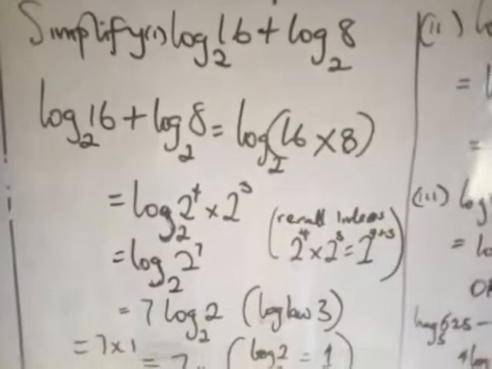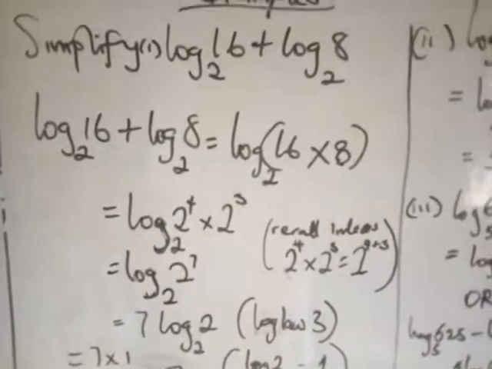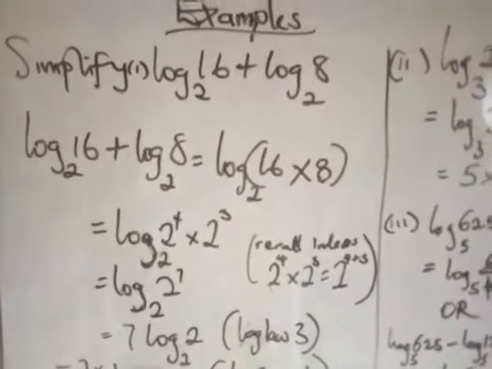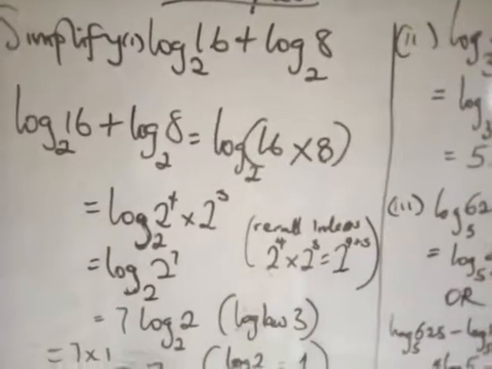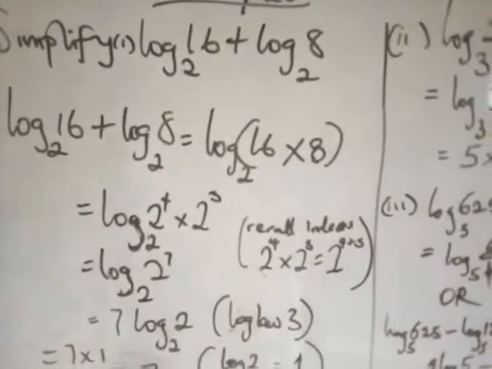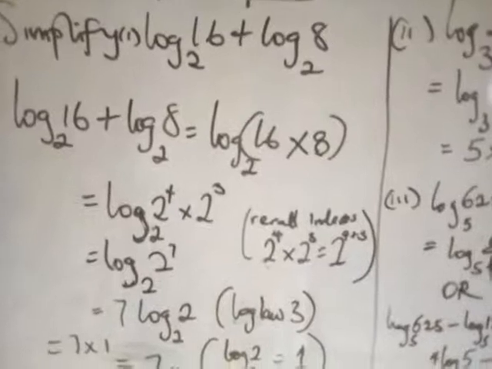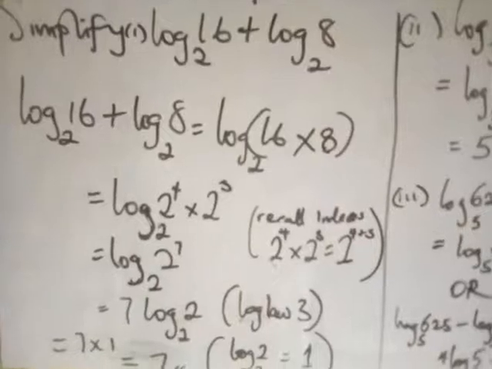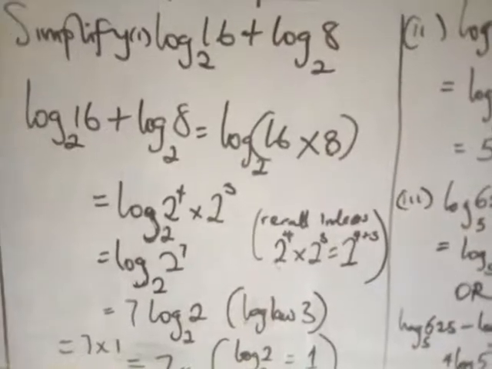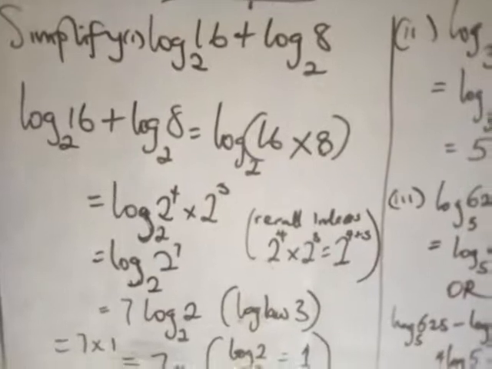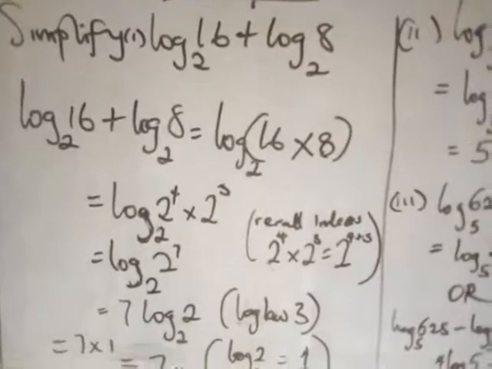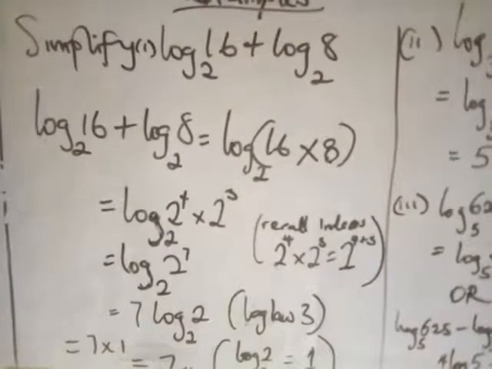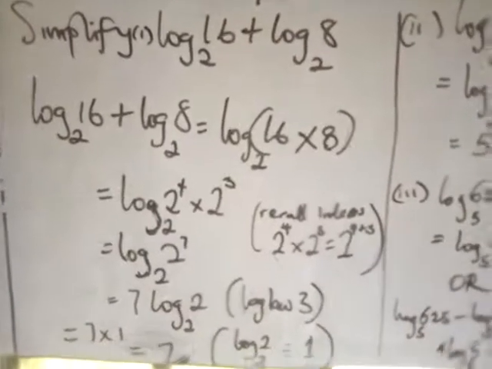And don't forget that when the base and the number to which it is raised are the same, then it equals 1. So that's why log 2 to base 2 is equal to 1. So 7 times 1 will give you 7. So 7 is the logarithm value for log 16 to base 2 plus log 8 to base 2. So that's our final answer.